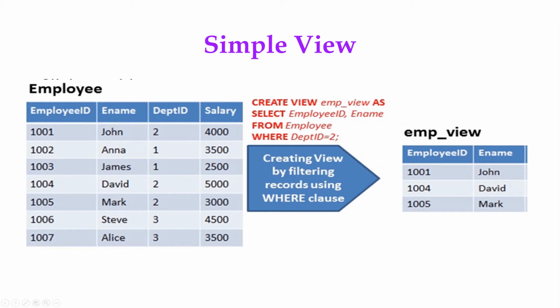So my output looks like this. Employee view is the view name. I am choosing only employee ID and employee name where my department ID equal to 2. So wherever department ID is equal to 2, we have employee ID 1001, employee ID 1004 and employee ID 1005. So only 3 entries are matching the condition department ID equal to 2. So this is a simple view.